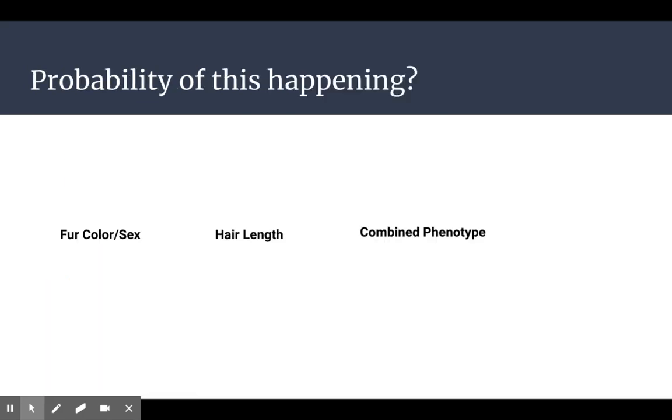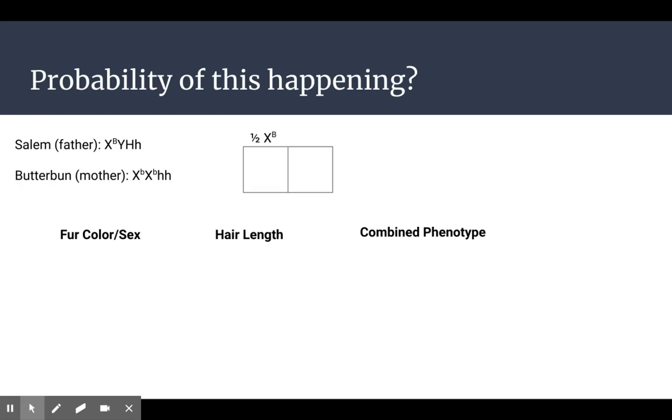So what was the probability of this happening? To show this, we will use a branch diagram. To start, we cross Buttercup's parents' sex chromosomes. Salem, the father, has a 1/2 chance of donating his X big B chromosome and a 1/2 chance of donating his Y chromosome, and Butterbun will have a 100% chance of passing on her X little b chromosomes.